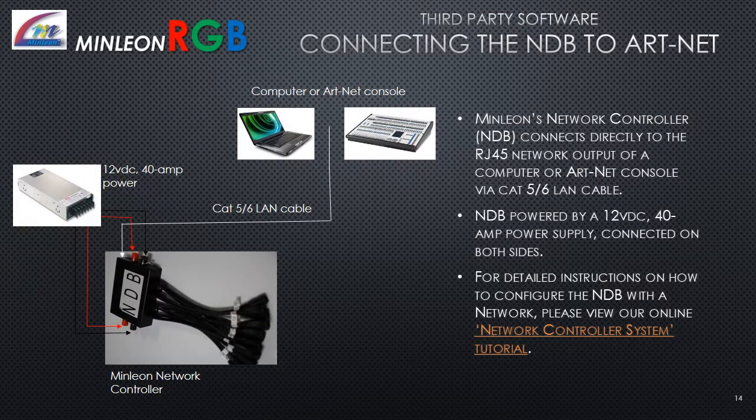Connecting the NDB to ArtNet. Minleon's network controller connects directly to the RJ45 network output of a computer or ArtNet console via Cat5.6 LAN cable. NDB powered by a 12-volt DC 40-amp power supply connected on both sides. For detailed instructions on how to configure the NDB with the network, please view our online network controller system tutorial.